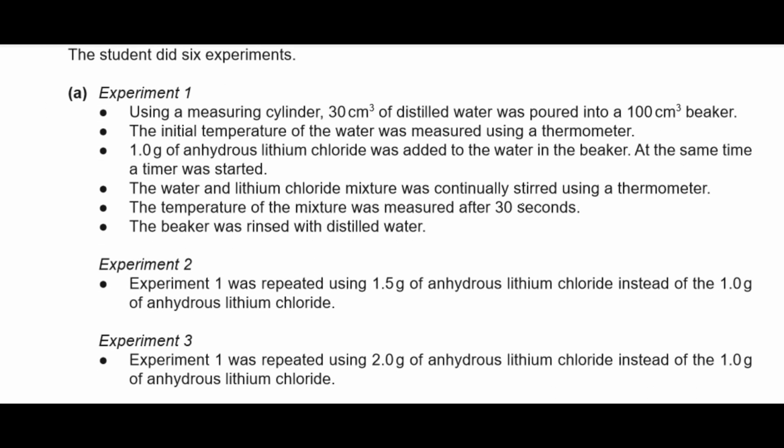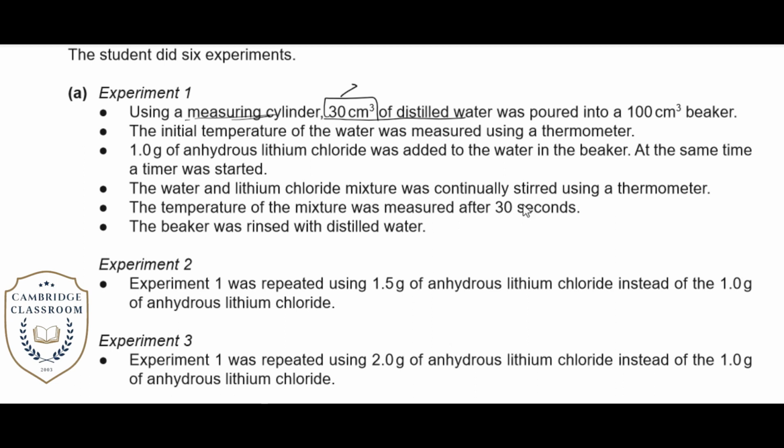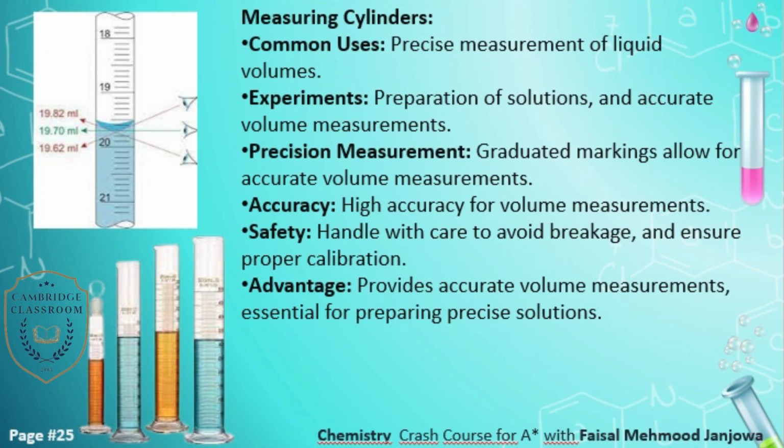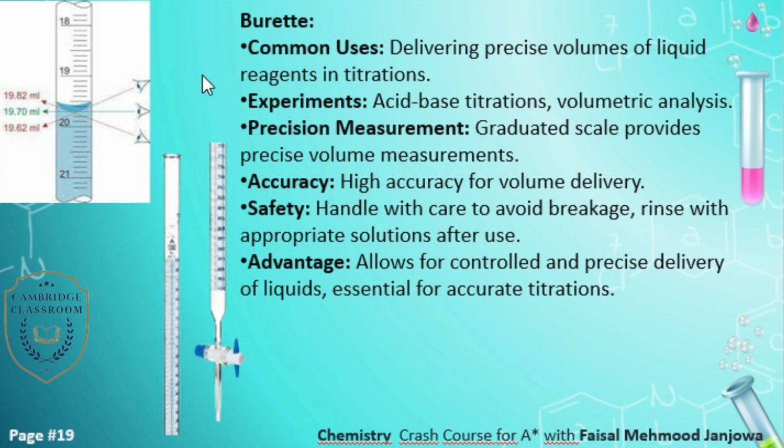In experiment 1, we can see that the student has used a measuring cylinder to measure 30 cubic centimeter of distilled water. As we are asked to improve the accuracy, we can use a burette instead of the measuring cylinder because a burette is more accurate than a measuring cylinder. I hope you remember that a measuring cylinder can also be used to precisely measure liquid, but whenever we require accuracy, we use a burette rather than a measuring cylinder because a burette is more accurate and more precise than a measuring cylinder.